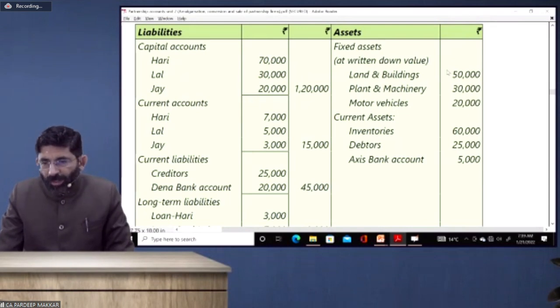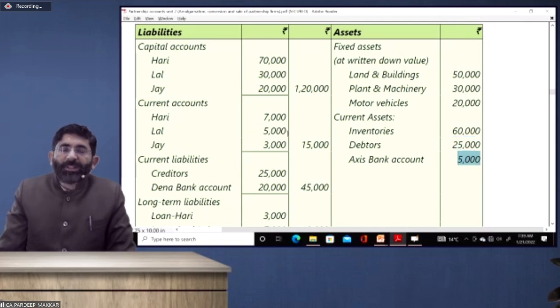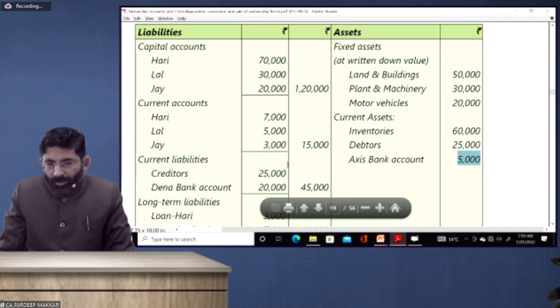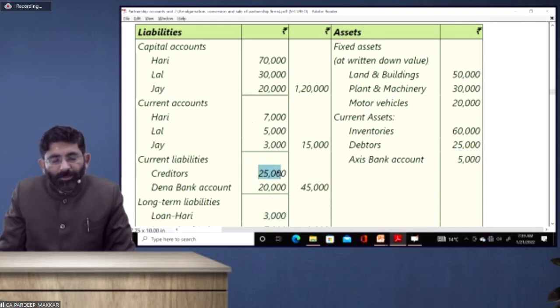See from here, I have transferred building, plant and machinery, motor vehicle, inventories, debtors. Then this is not required to be transferred. Bank account already discussed. Cash and bank is not transferred in this case while preparing a realization account. Then partner's loan is there, that is also not transferred. This was already discussed while doing dissolution. Creditors are to be transferred, that we have done.